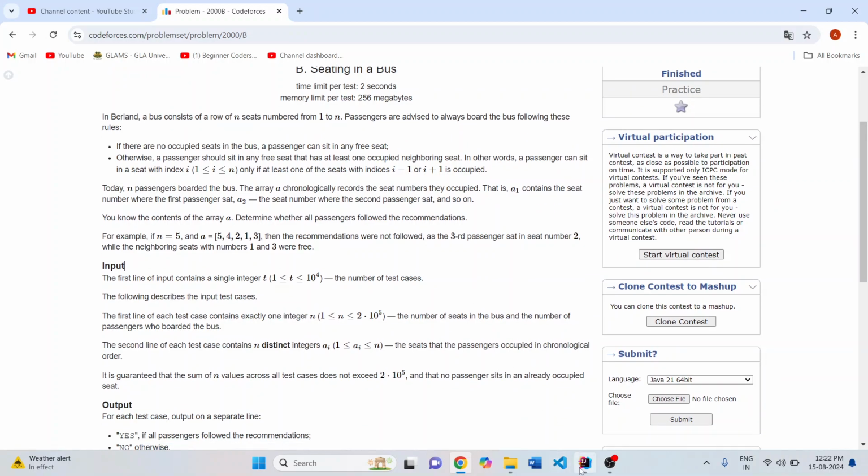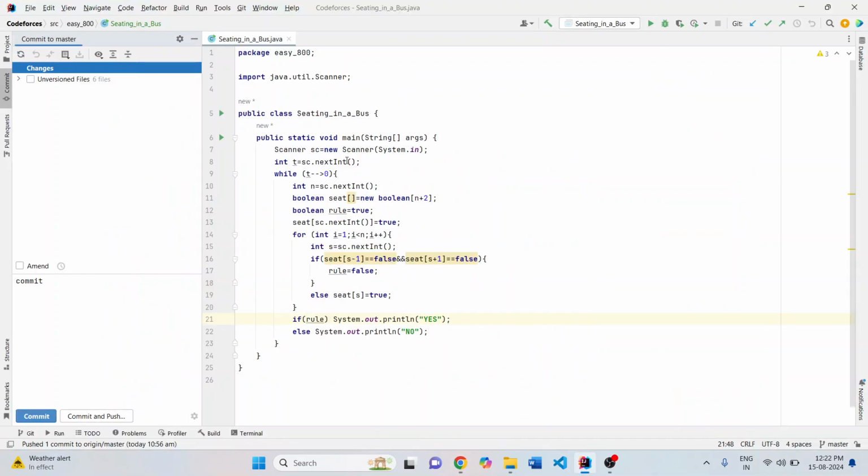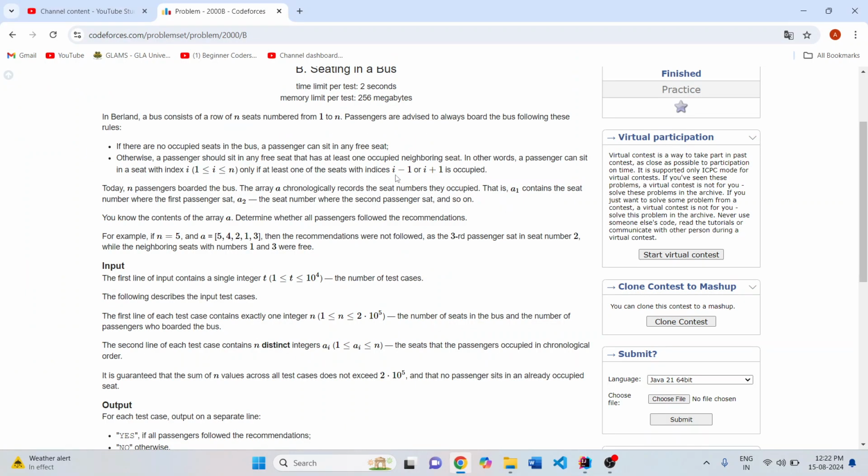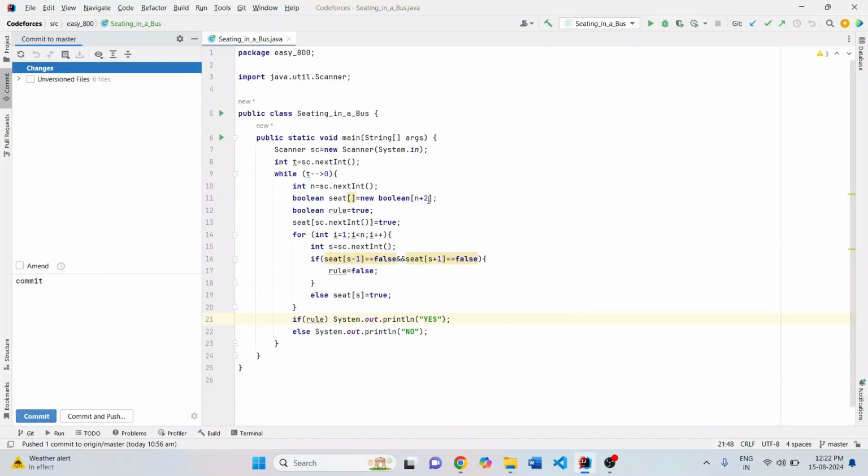So, moving to the solution part, we have t test cases, and n is the number of passengers. Then we have created a Boolean array of seats, recording whether each is occupied or not. We have taken n plus 2 seats to handle the index out of bound error for i minus 1 and i plus 1. Suppose there is only one seat, so the position will be 1. To handle that, we have taken 3 seats, that is 0, 1 and 2, to handle the array index out of bound error. Now we have kept a Boolean variable rule, which tracks whether the recommendations are followed or not.